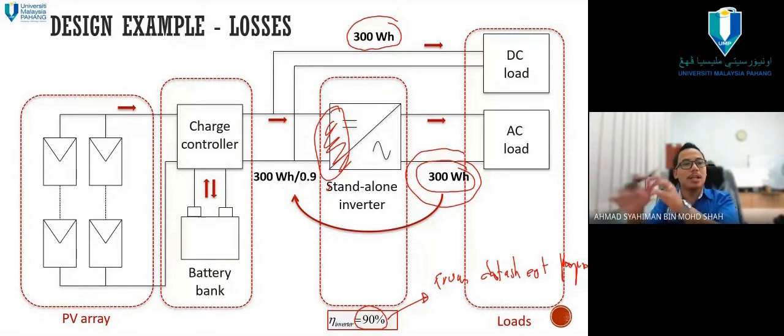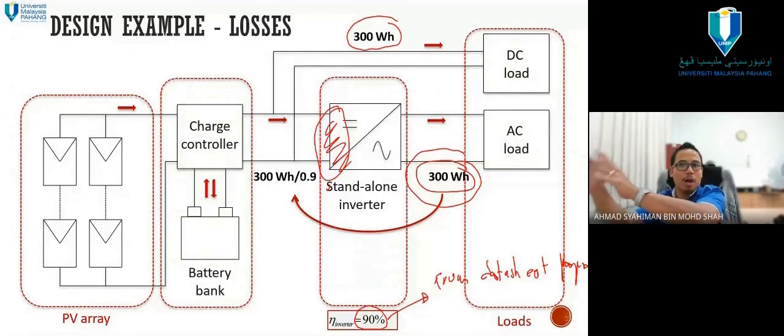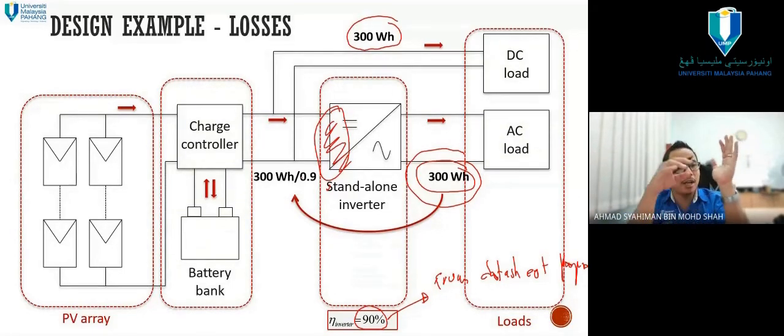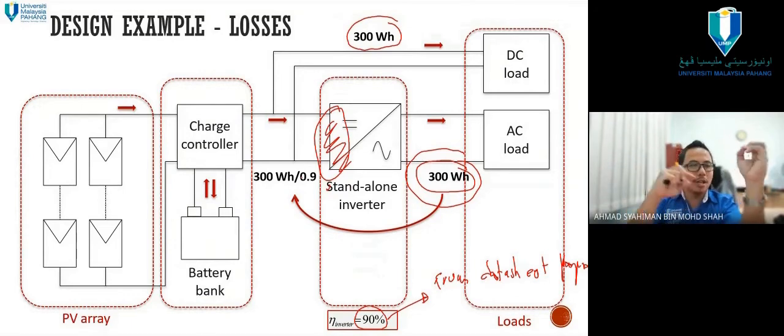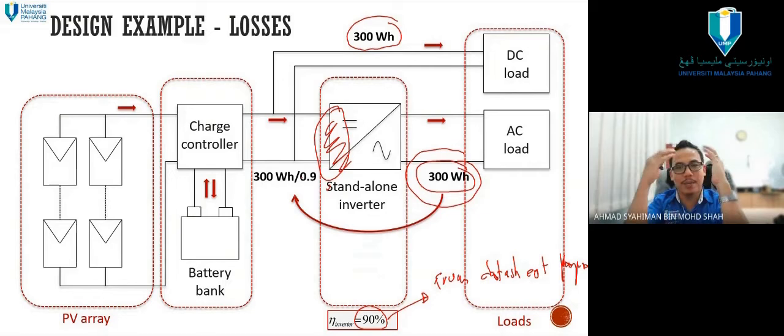So this is the mistake that I told you about. If we don't consider the inverter efficiency, we assume that what goes into the inverter equals what comes out. No, the calculation is not like that. We cannot get 300 watt hours before the inverter the same as the 300 watt hours after it. That's the mistaken, wrong thinking. Actually, you need to divide by the efficiency of the inverter that you use. Okay? So that's the logic of that previous calculation.